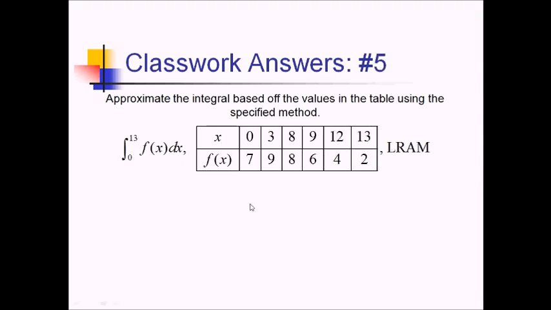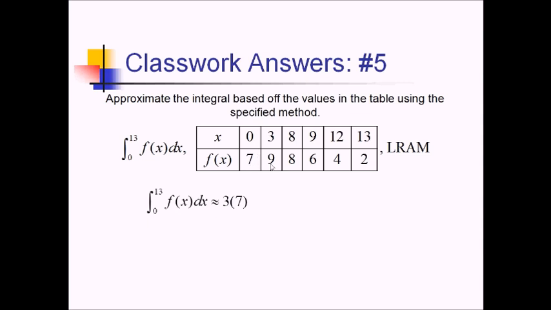For this problem, we need to approximate the integral from 0 to 13 using LRAM, and f of x is given by some selected values in this table here. So we're going to take the left side of each rectangle when we do this. Approximating this now, we have a base of 3 times a height of 7, because 7 is the left side of that first rectangle.